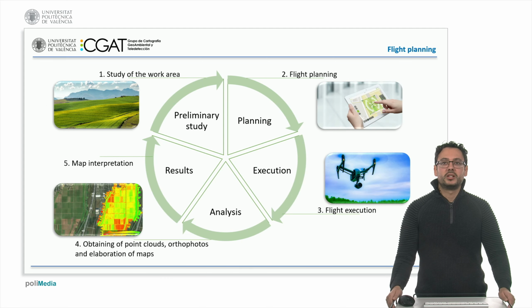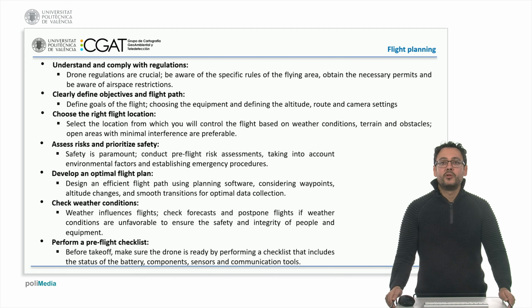The collection and processing of drone mapping is divided into 5 steps: study of the work area, flight planning, flight execution, obtaining of point clouds, orthophotos, and elaboration of maps, and map interpretation. In this presentation, we will focus on the first 3 steps, while in 2 other videos we will focus on the last 2 steps.